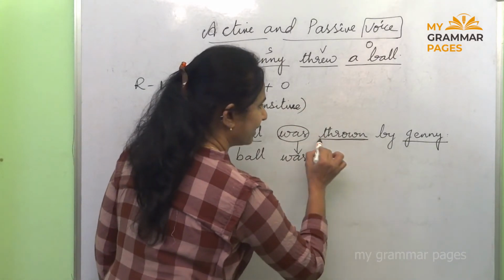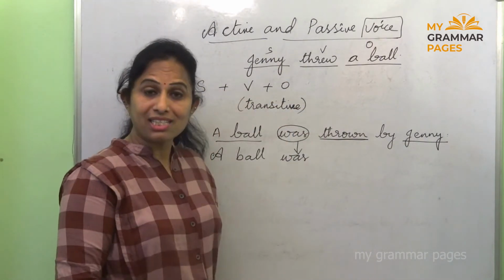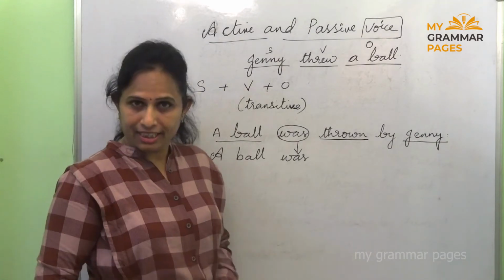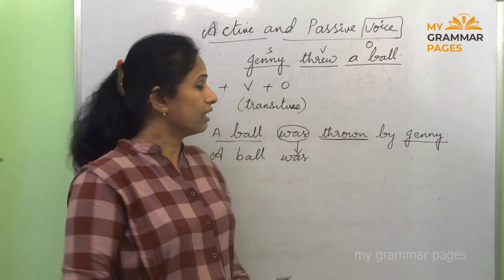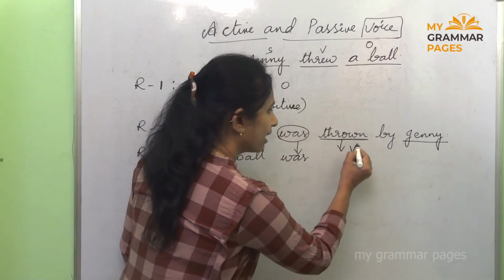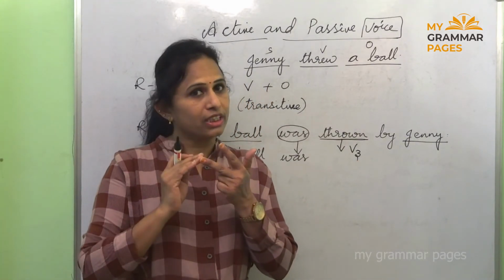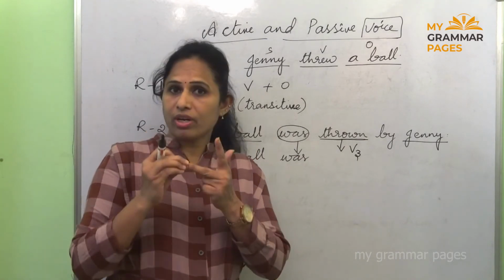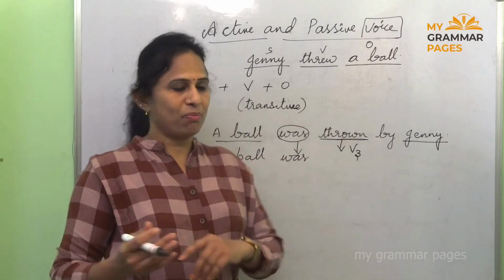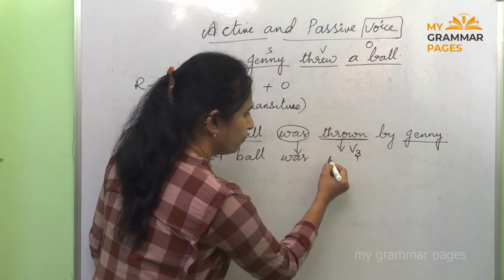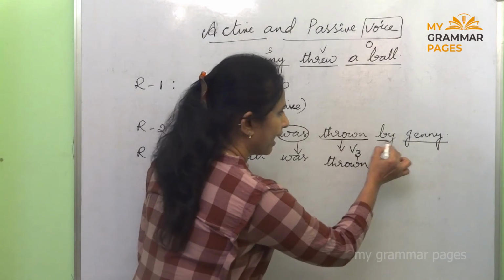Now, how to take this? However the sentence is given, whether it is in present tense or in past tense or in the future tense, however it is given, whether it is in the form of a statement or an interrogative sentence or an imperative sentence, you are supposed to take only the third form of the verb as I have told you right now. That is V1, V2, V3. Now you need to take only the V3 form of the verb when you are interchanging a sentence from active voice to passive voice. Now, this is the V3 form of threw. It becomes thrown.